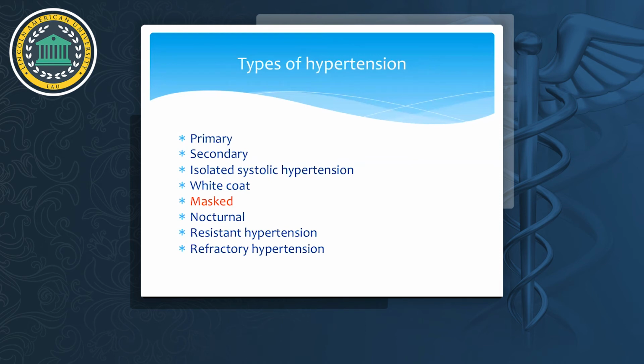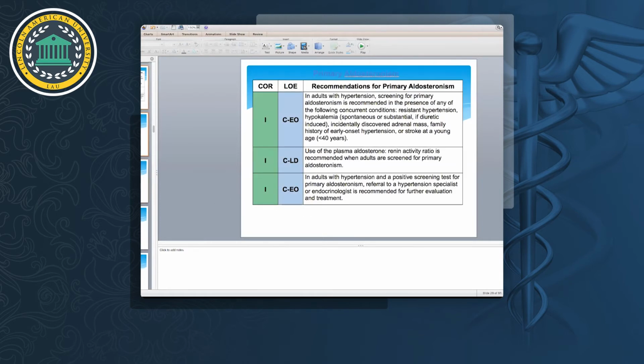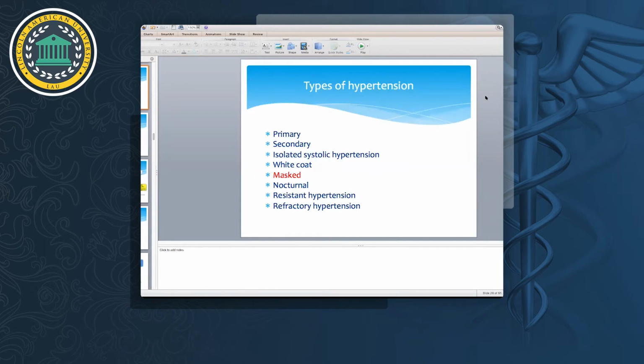The next type of hypertension is masked hypertension. Let me select one here. I just saw Shivani was there. So Shivani, can you tell me what's masked hypertension? So it is a condition where the blood pressure is taken at home, and it is above normal, and when it is taken in the doctor's office, it is normal. You're absolutely right.